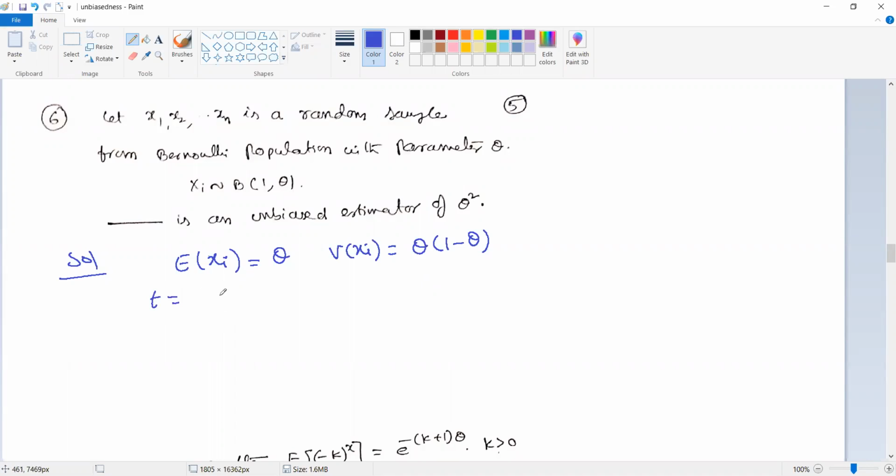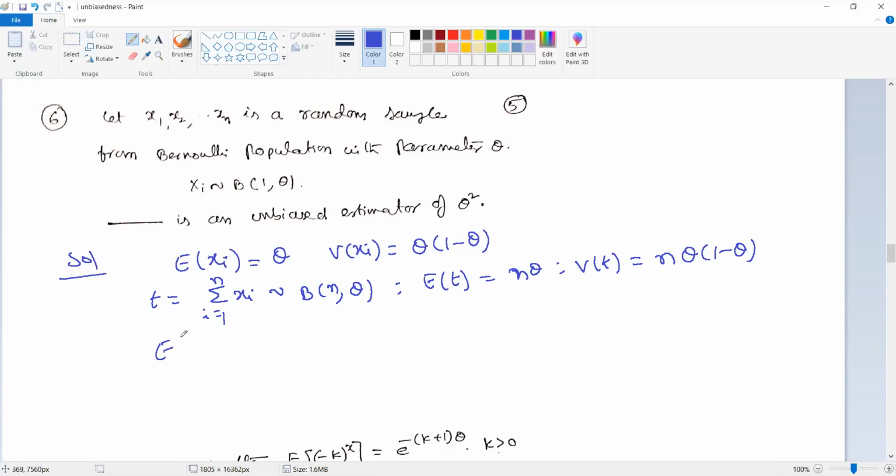T is equal to summation Xi, the statistic, a function of the sample observations. The sum of Bernoullis follows a binomial distribution with parameters n, theta. So expectation of T: T is a binomial variate, and the mean of a binomial distribution is np, where p is theta. So variance of T is equal to n into theta into 1 minus theta.